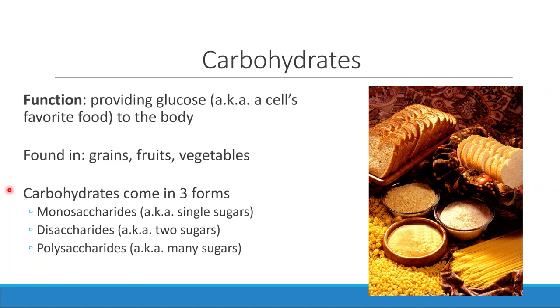The final kind of carbohydrate that we have in the body are called polysaccharides. And when we talk about polysaccharides, we've put together many of the monomers. Many monosaccharides, many disaccharides. Polysaccharides are the biggest type of carbohydrate.